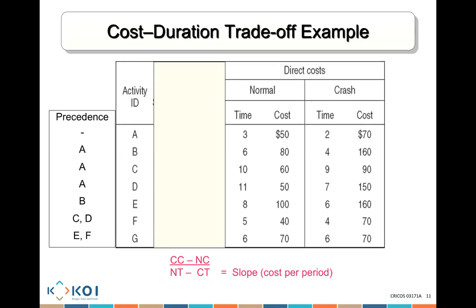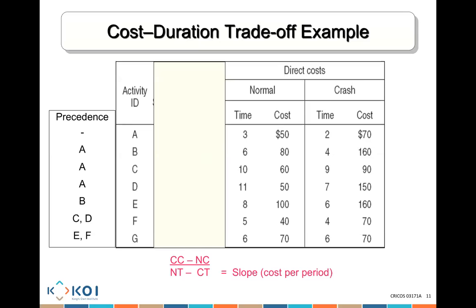How many periods can you crash activity B? Well, normal time is 6, minus crash time of 4, equals 2, which means I can reduce task B twice. I can reduce it from 6 days to 5 days, and from 5 days to 4 days.